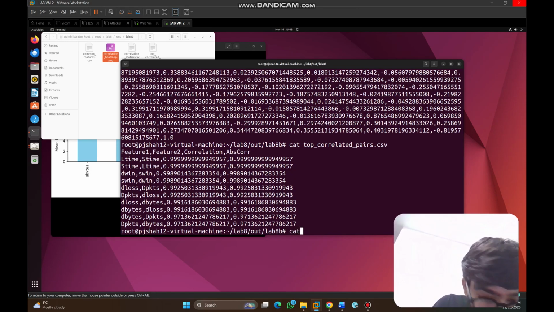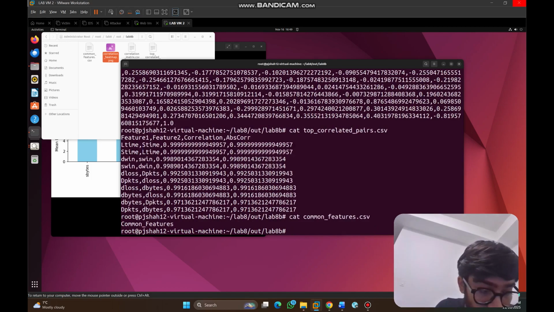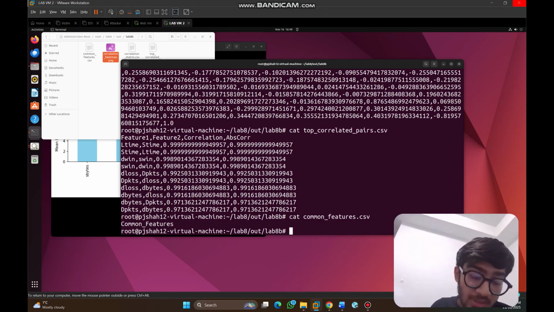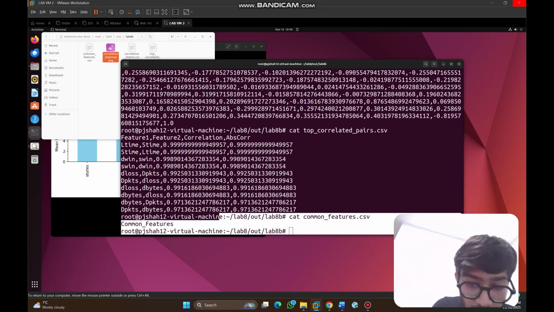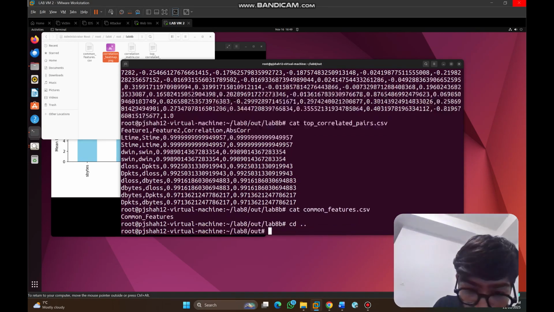And then for cat common, as you can see over here in the common one, since the clustering and the correlation measure different types of relationships, no feature appears in both lists. So this is normal and expected from the dataset, as we have nothing in the common dataset. So now let's move to task 3 quickly.